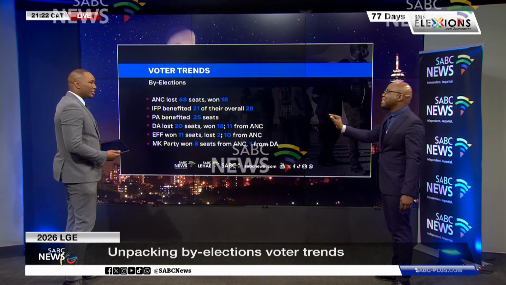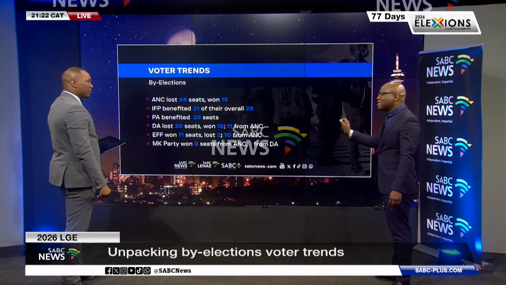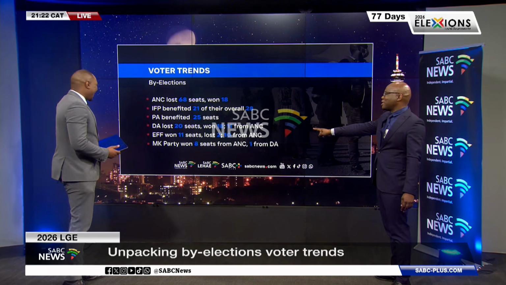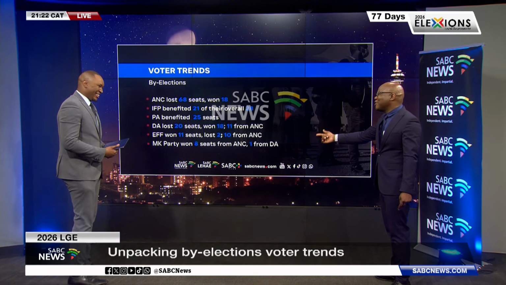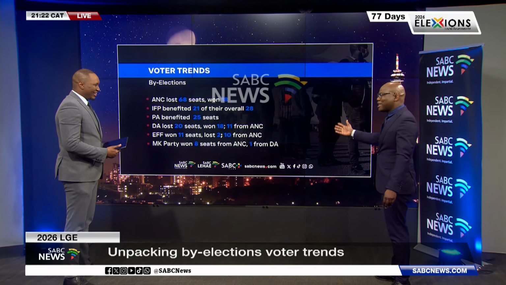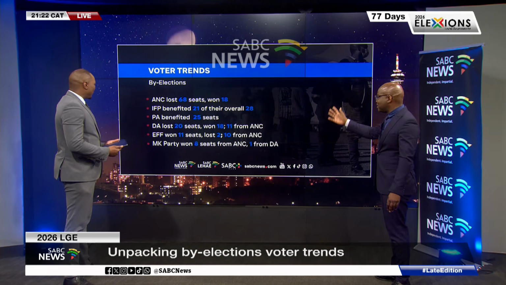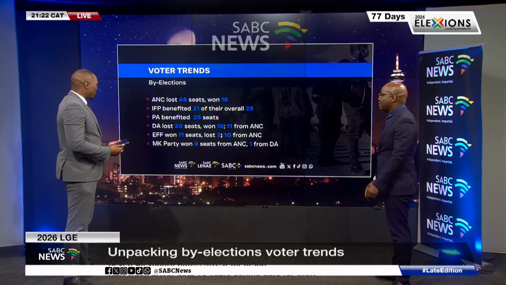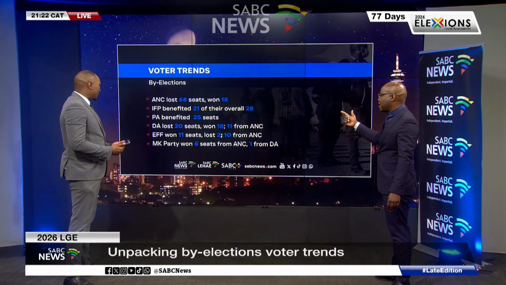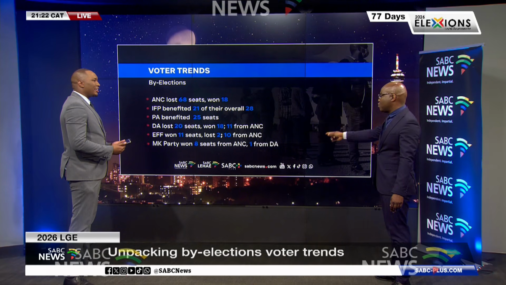Yes, and the only thing that stopped the IFP from collecting seats from the ANC is the MK, because after the launch of the MK registered to contest by-elections, the seats that were usually being taken by the IFP from the ANC started going to the MK.